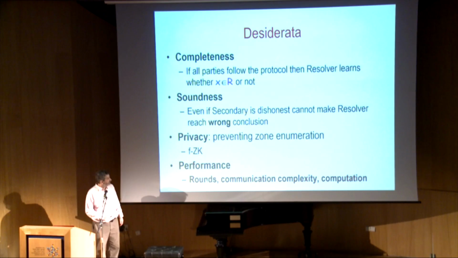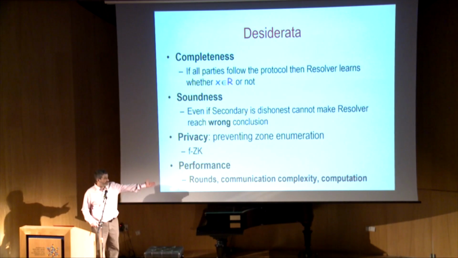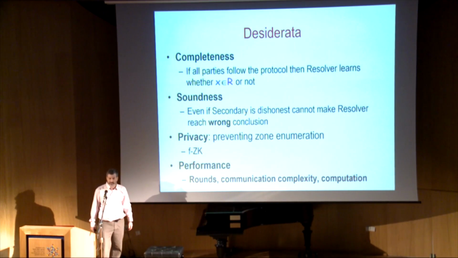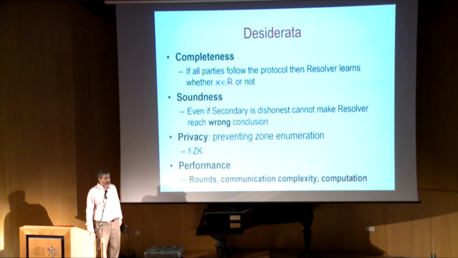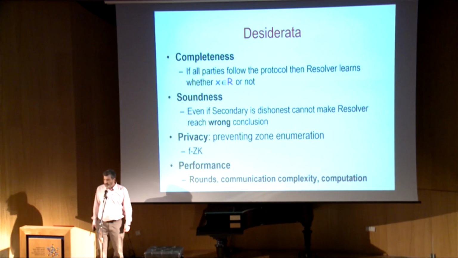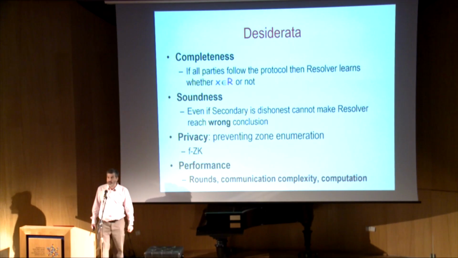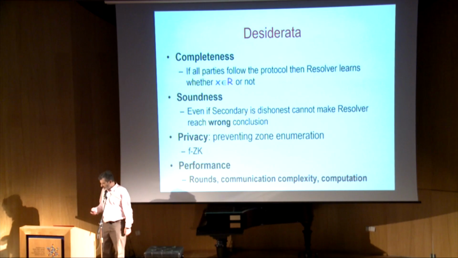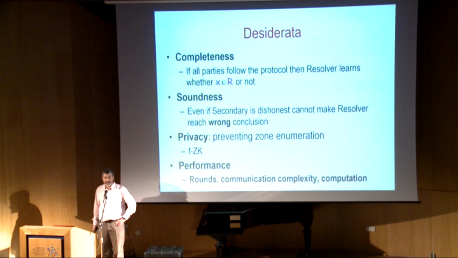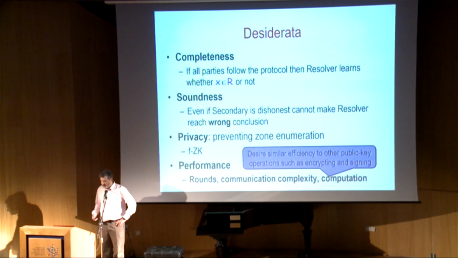And our best system will be like 1 round. The resolver sends a query, gets back an answer. I mean, almost all our schemes are like that, except the cuckoo hashing-based one. And in terms of communication complexity, it's more or less minimal, like 1 element in whatever field we're working. And computation, we said it's order 1, the equivalent of order 1 public key operations.